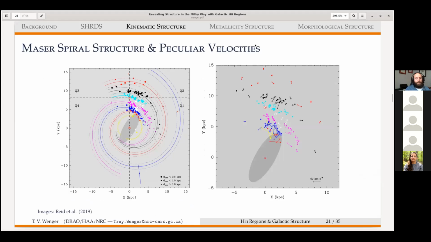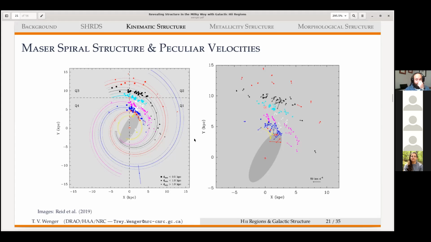And this was motivated by Mark Reid's 2019 paper as part of the BeSSeL Maser Parallax survey projects, where they published the parallaxes, radial velocities and proper motions of about 200 high mass star forming regions in the Milky Way. And in the paper, they do a bunch of analysis trying to fit spiral models to these H II regions to make claims about galactic spiral structure, which is all fine here.